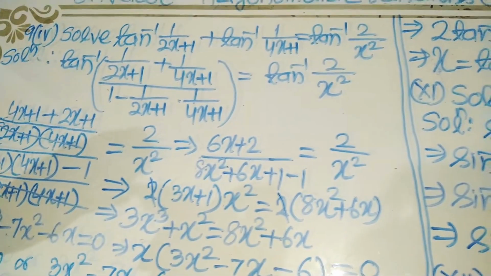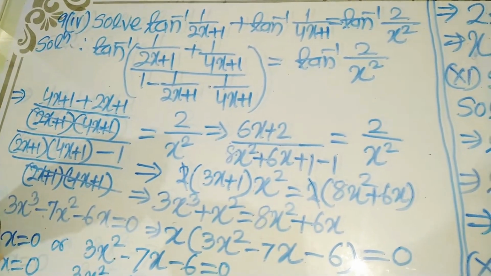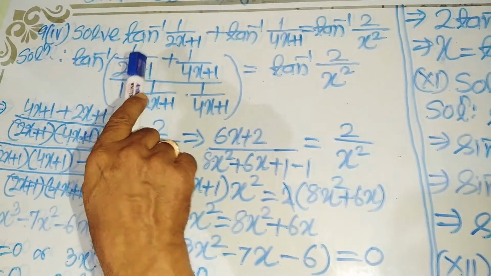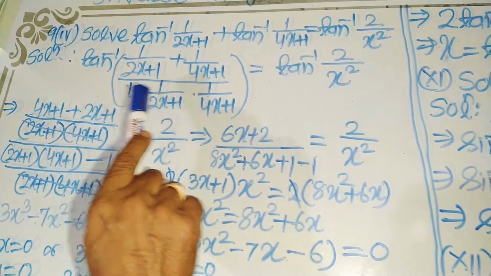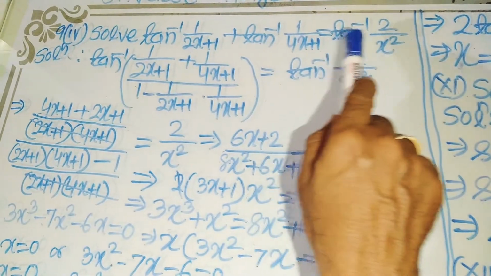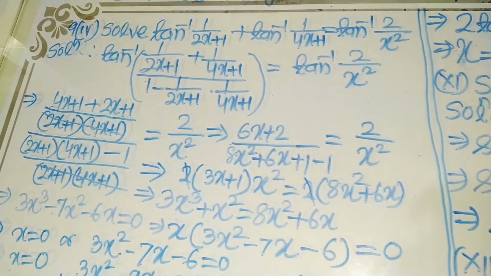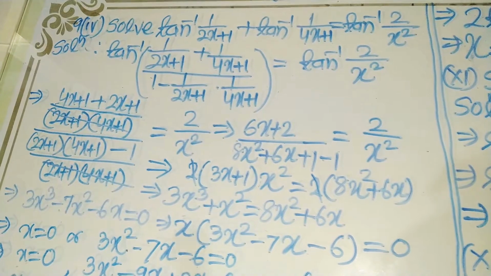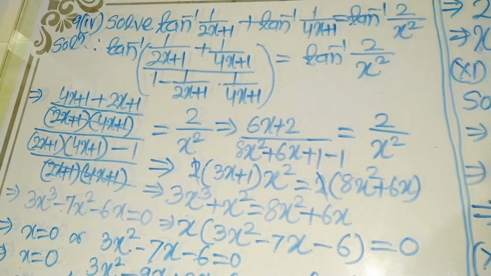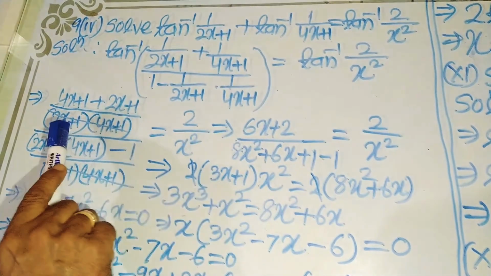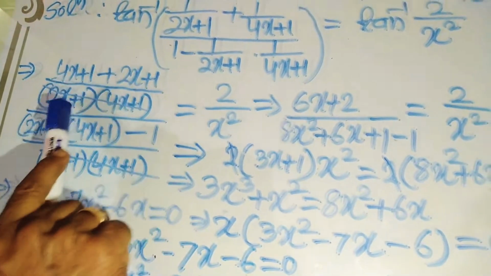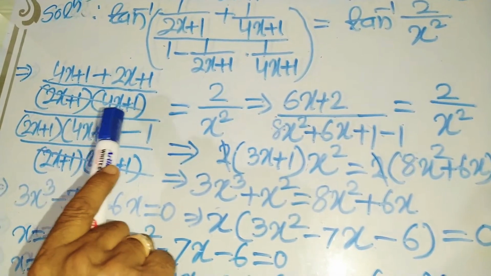You know the formula, tan inverse x plus tan inverse y is equal to tan inverse x plus y by 1 minus x into y, is equal to tan inverse 2 by x square. So tan inverse will be cancelled. On simplification, the LCM of the numerator is 2x plus 1 into 4x plus 1.